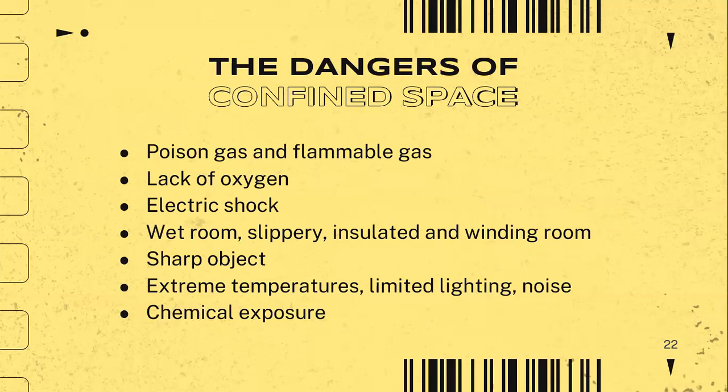The dangers of confined space. Number 1, poison gas and flammable gas. Number 2, lack of oxygen. Number 3, electric shock. Number 4, wet room, slippery, insulated and winding room. Number 5, sharp object. Number 6, extreme temperatures, limited lighting, noise. And number 7, chemical exposure.